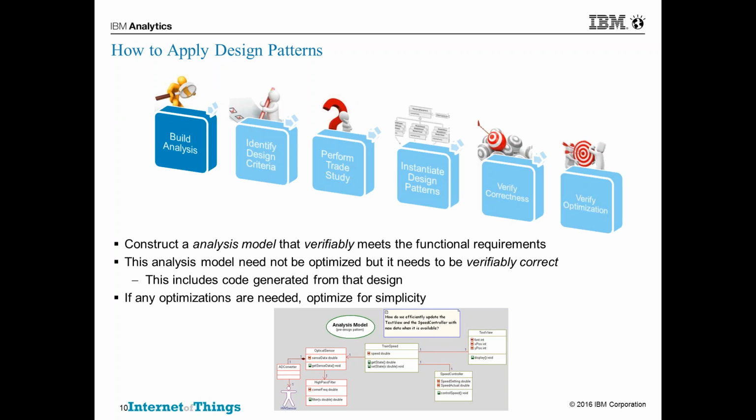So let's talk about how to apply design patterns. First of all, we construct an analysis model that verifiably meets functional requirements. By verifiably, I mean I can test it. It runs, it generates code, whether I write the code by pushing a button in Rhapsody or I write the code in Emacs, I don't care. It's verifiable, and it is functionally correct. This is typically not optimized, but it needs to be correct. And if you're going to optimize for anything, optimize for simplicity at this point.